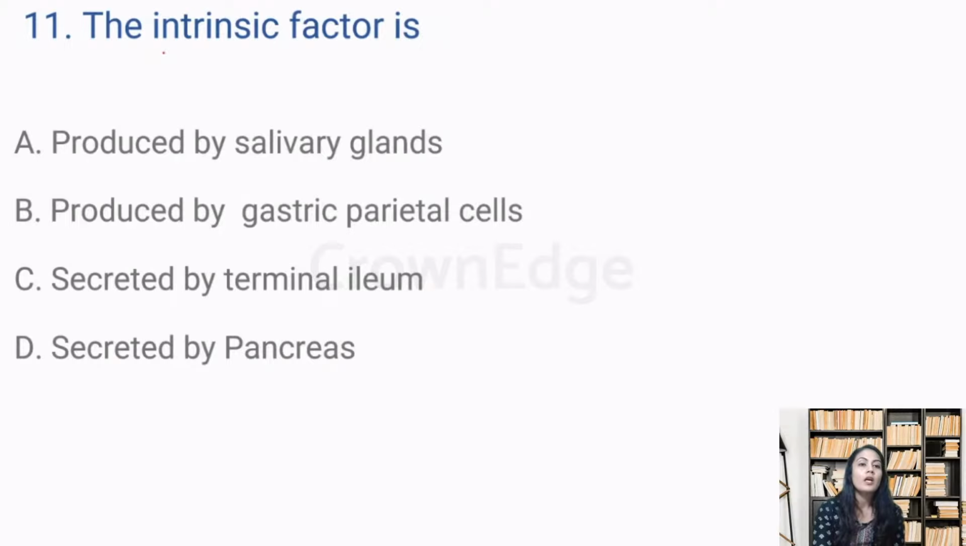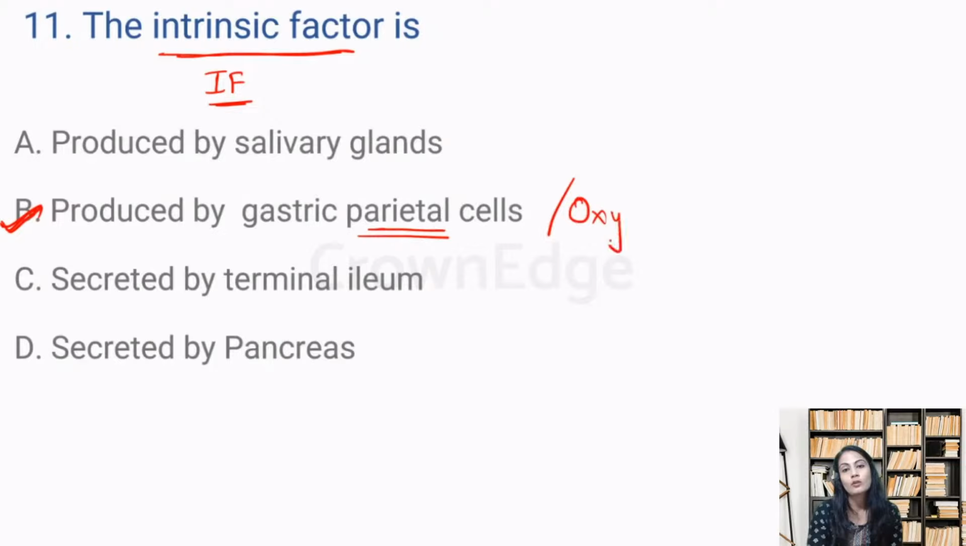Next thing, intrinsic factor. The intrinsic factor, short form IF, is secreted or produced by the parietal cells. We already discussed the parietal cells in the GIT lecture; they are also known as oxyntic cells. One of the exams in AIIMS asked about the oxyntic cells. So one and the same thing, remember.